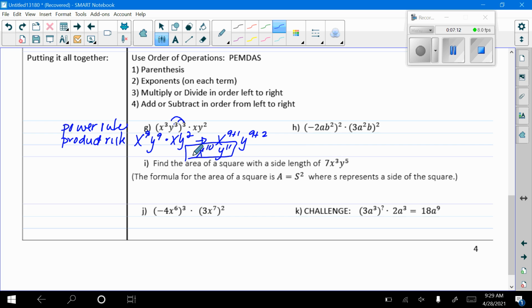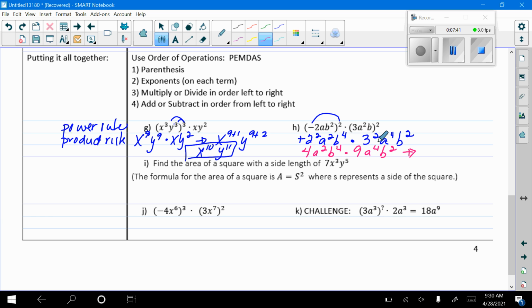On h, I have 2 negatives, which makes it a positive. 2 squared, a squared, b to the 4th, times 3 squared, a to the 4th, b to the 2nd. Simplify that out. I'm going to use a different color here. I've got 4 a squared b to the 4th times 9 a to the 4th b to the 2nd. Now just multiply them out.